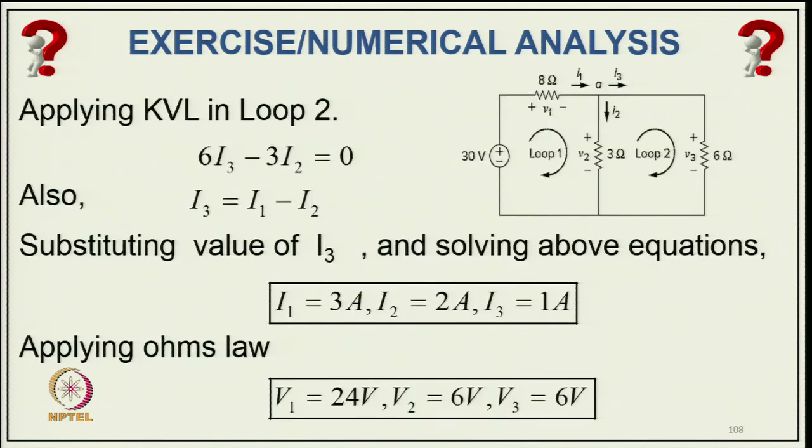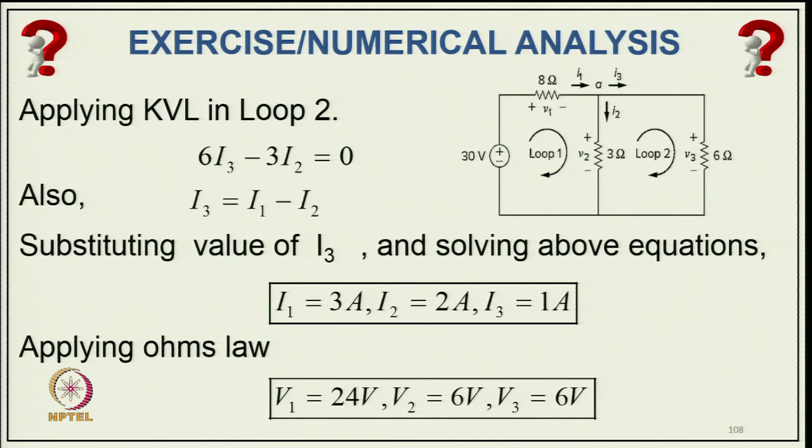Now, the second loop: we have 6 I3 minus 3 I2, equal to 0, where I3, from Kirchhoff's current law at node A, will be equal to I1 minus I2. So, substituting this I3 and solving, we get I1 equal to 3 ampere, I2 equal to 2 ampere, I3 equal to 1 ampere.